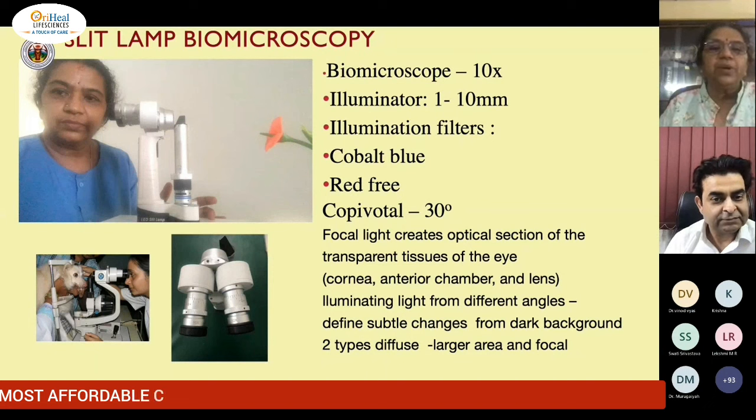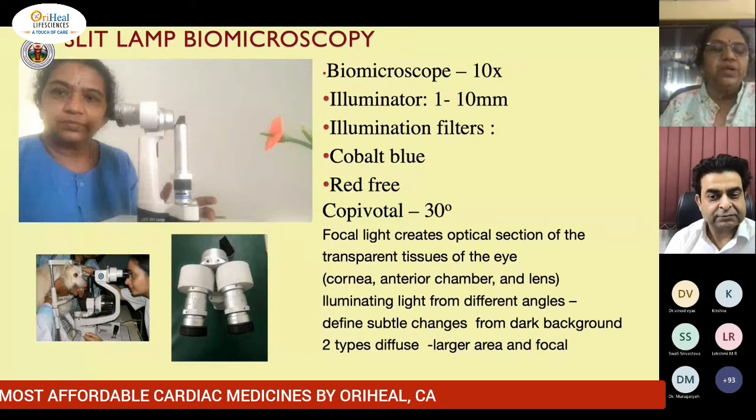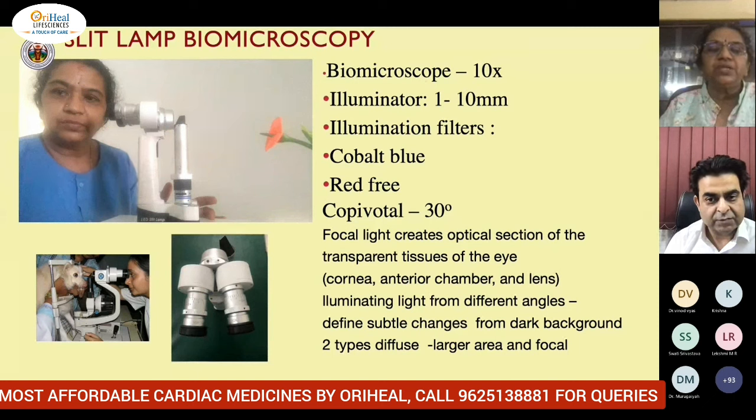This is slit lamp biomicroscopy. You will get a magnification of 10 times and also you can get a magnification of 16 times. You have an illuminator of about 1 to 10 mm and you have different filters also, cobalt blue and red free, and it is co-pivotal at 30 degrees. At an angle of 30 degrees, you will be able to make slits on the cornea. Now you will see with the help of this video.